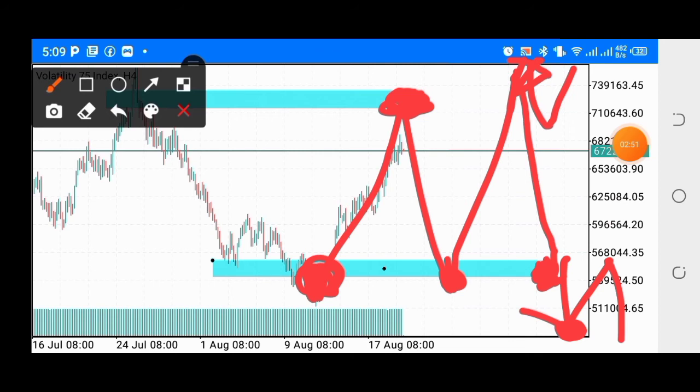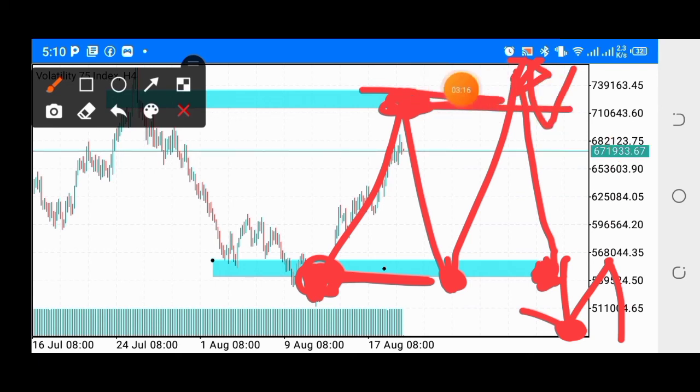Okay, that is just it. And to answer the big question, when do you buy and when do you sell? You buy lower at the support level, and you sell higher at the resistance levels. Understood? You sell at this point, you buy at this point.